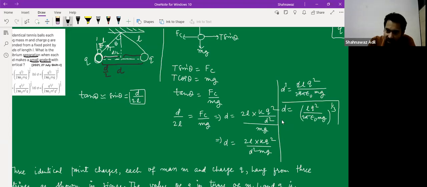So this is the answer, right, guys? Which one is the correct one? So this one, q square l by 2 pi epsilon naught mg. So this was a similar kind of question, but they ask about the separation. And one important information was that the angle was very small. Theta was small, right?